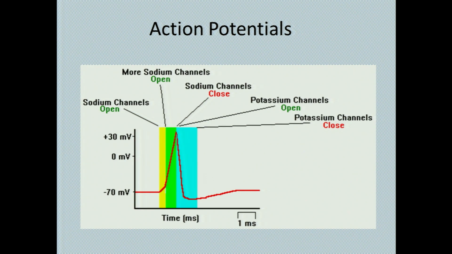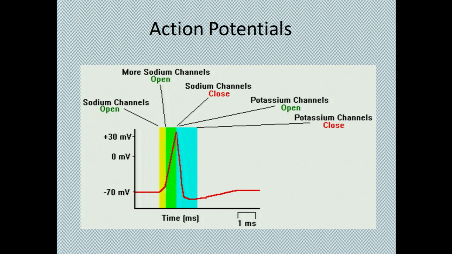Okay, this gives you the action potential. So you know the scale, this is 1 millisecond. You are at negative 70 millivolts, then 0 and plus 30. So initially you are in the resting position, okay. Then at negative 55 you get that impulse.